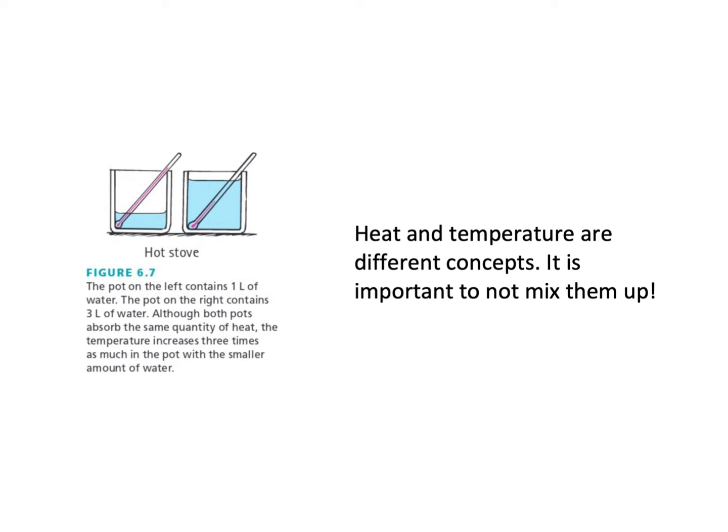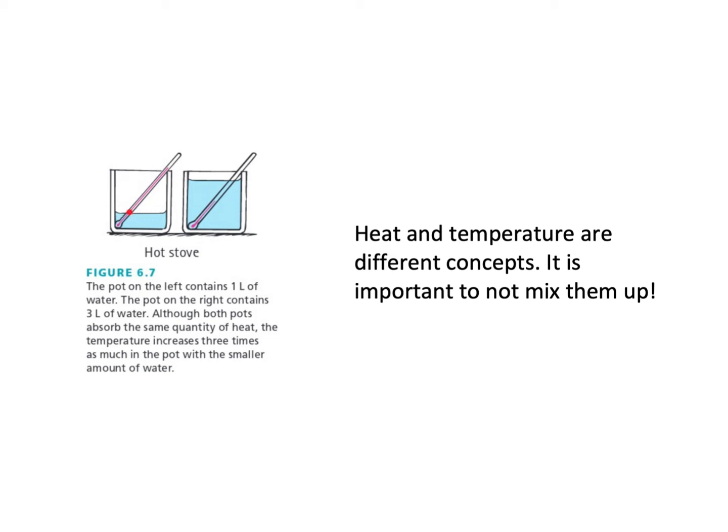Now, we're told in the example, the pot on the left contains 1 liter of water. The pot on the right contains 3 liters of water. Now, if you put them on the stove at the same time and leave them on for the same amount of time, everything is the same except how much water is in the container. They're going to receive both the same amount of heat energy transfer. And that's what's going to go into making the temperature of the water go up on the stove.